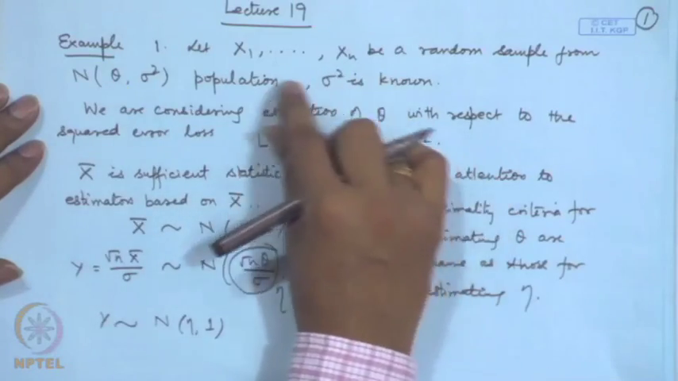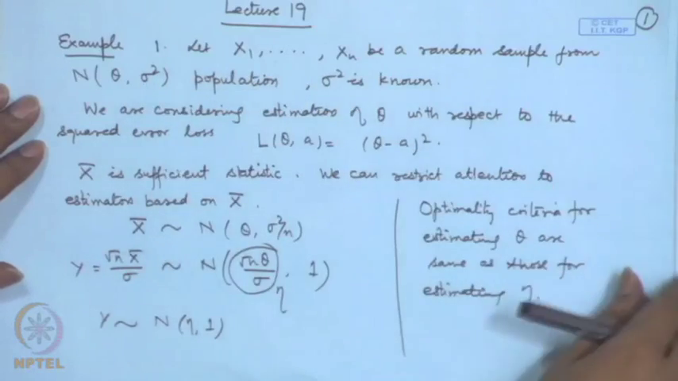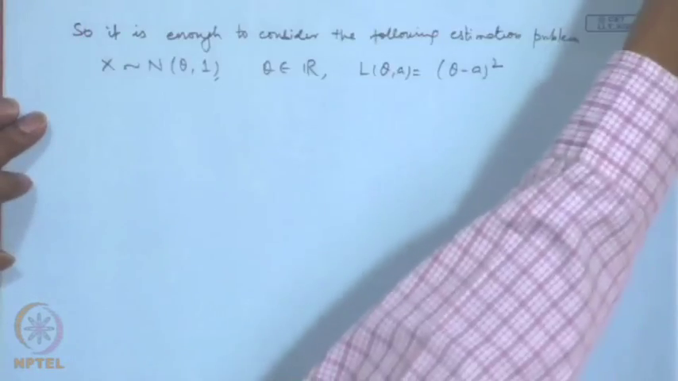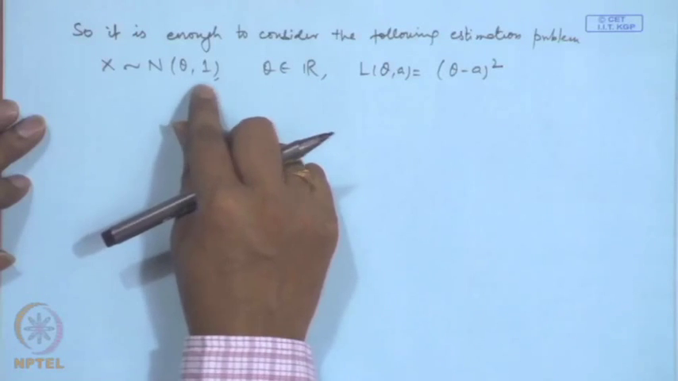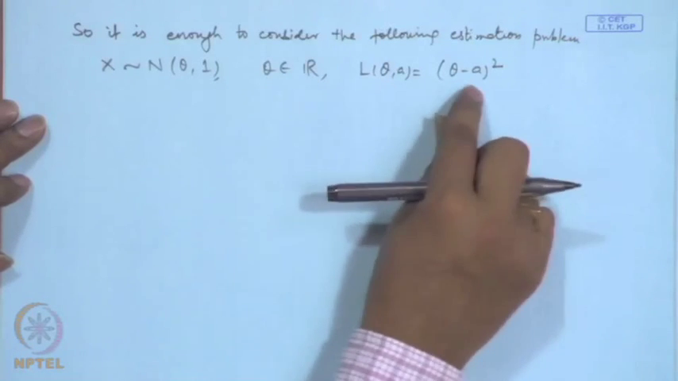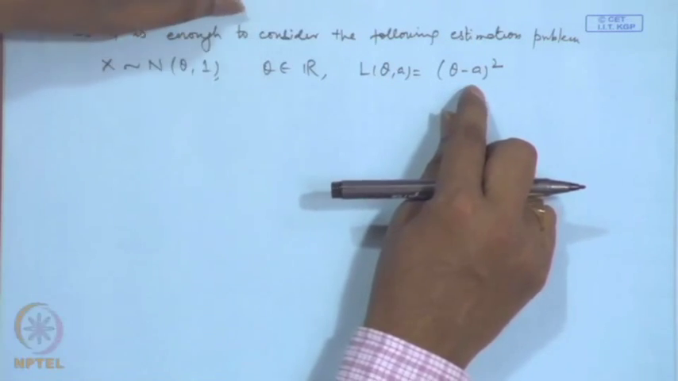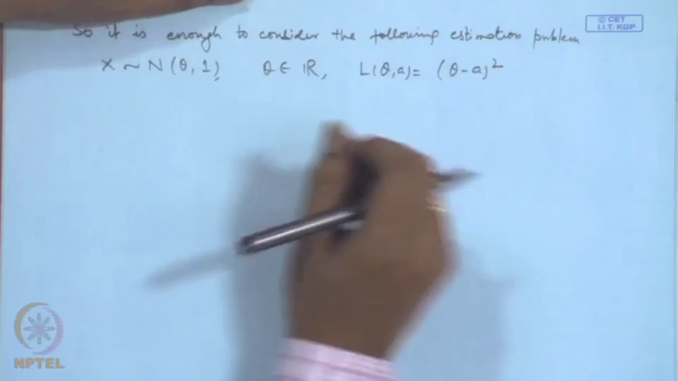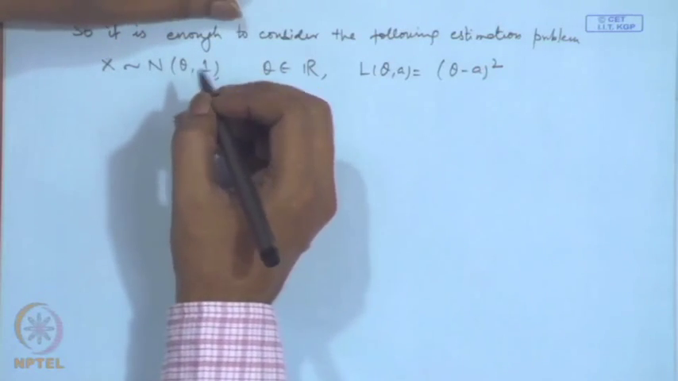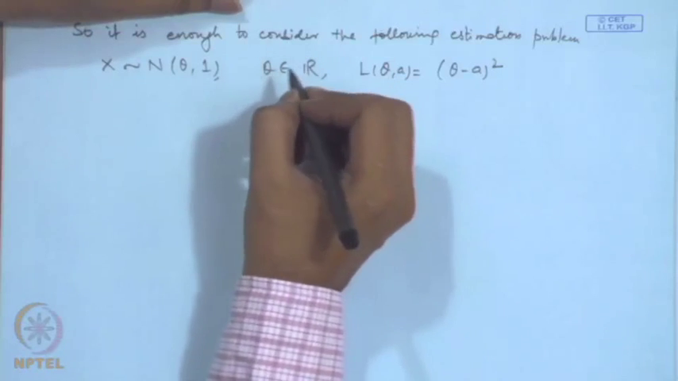So, the initial problem of estimating the parameter theta in a sampling from a normal distribution has been reduced to writing that x follows normal(theta, 1), theta belongs to R, and L(theta, a) is equal to (theta minus a) square. Now, let us consider here Bayesian estimation.